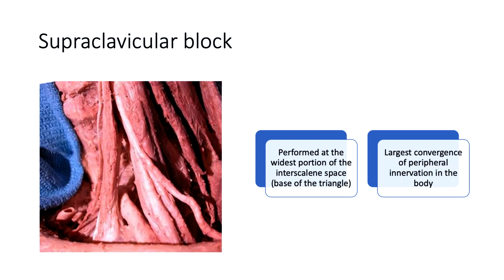Now, as I mentioned, the supraclavicular block is performed at the widest portion of the interscalene space. You can see how the arrangements of roots from top to bottom originate trunks, and the trunks originate divisions. Notice how the upper trunk originates the anterior and the posterior divisions, and then there is a stack of divisions underneath, which correspond to the middle and lower trunk.